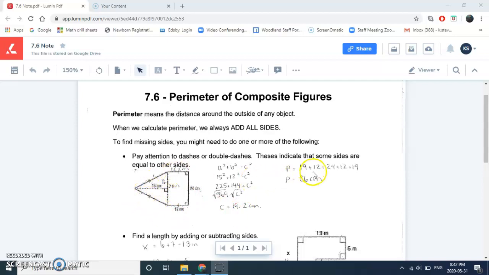So now when we're finding our perimeter, we are going to add up all of our sides. So we're going to have our 19 plus 12 plus 24 plus 12 plus our 19. Notice that I didn't put in the 0.2. When it's that low, don't even worry about it. Don't worry about the decimals, just round up or down. And this gives us a perimeter of 86 centimeters.